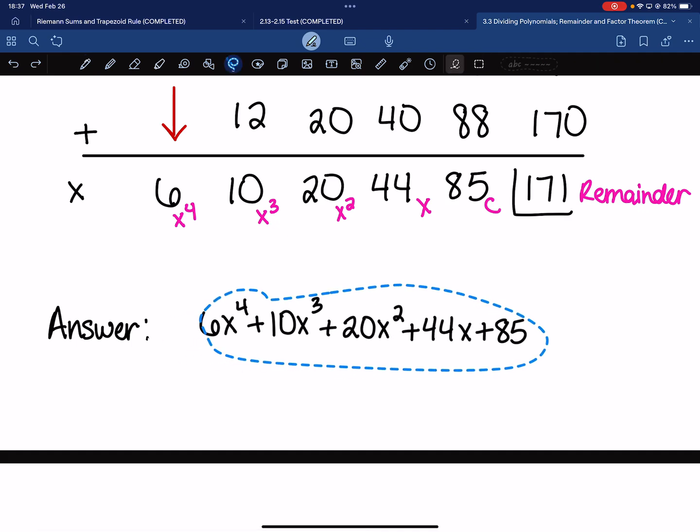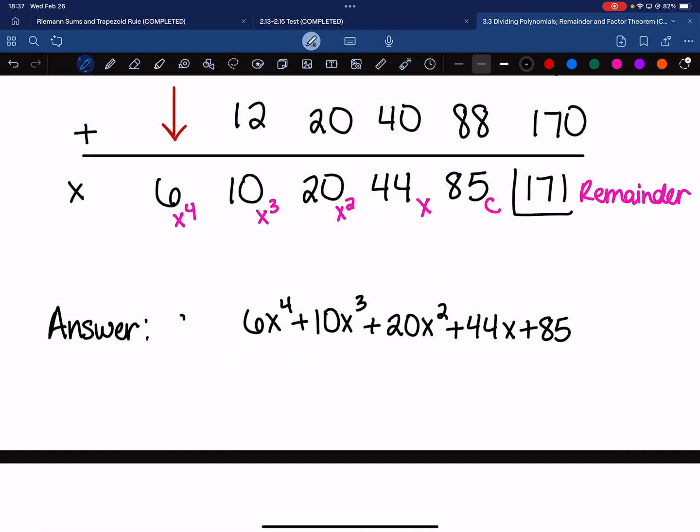So let me write Q of X in front of it. I forgot that it wanted that. Your remainder, R of X, is just 171.